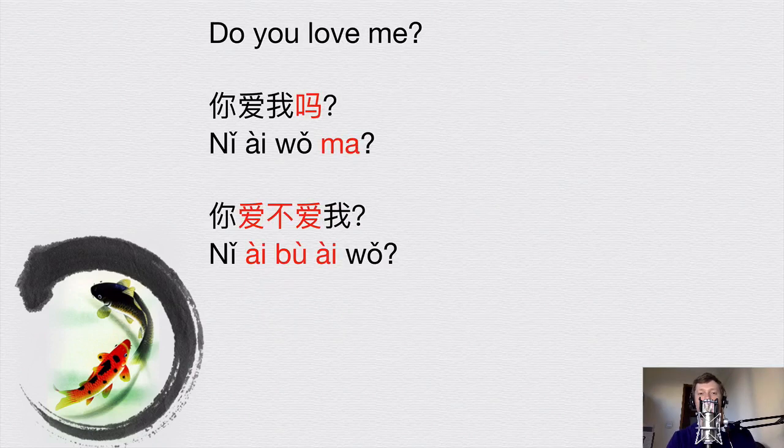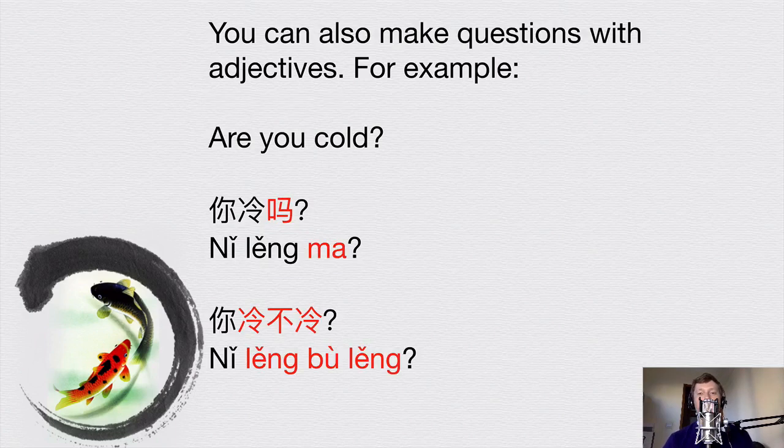Okay, so let's have a look at another example. Very simple sentence and a very simple question asked in two different ways. The first way of saying, do you love me, is 你爱我吗? Literally, 你, you, 爱, love, 我, I or me, and ma is the question particle. But we could also say, 你爱不爱我? So that would be, you love, not love me. Okay, do you get how that works? Let's have a look at another example where we're making a question using adjectives.